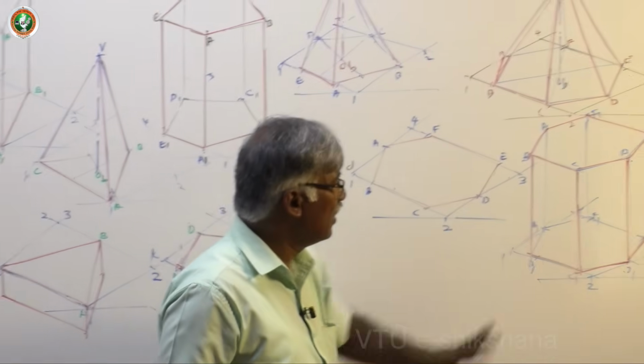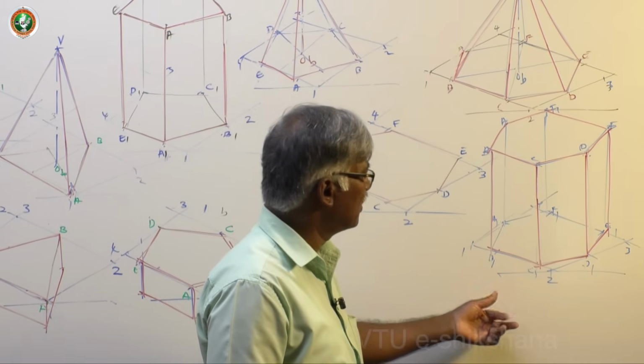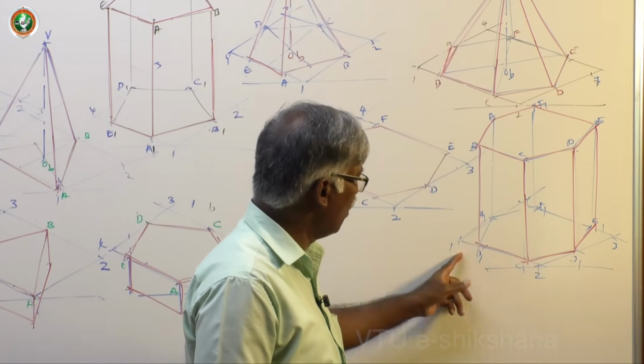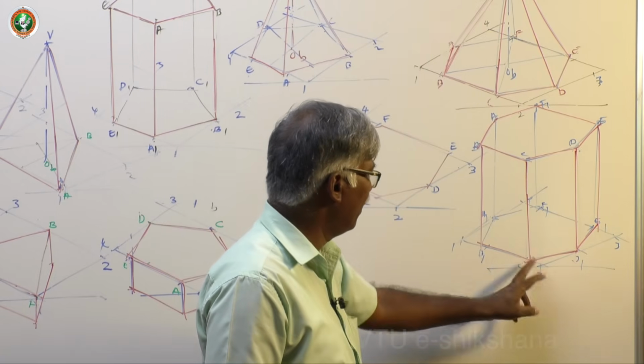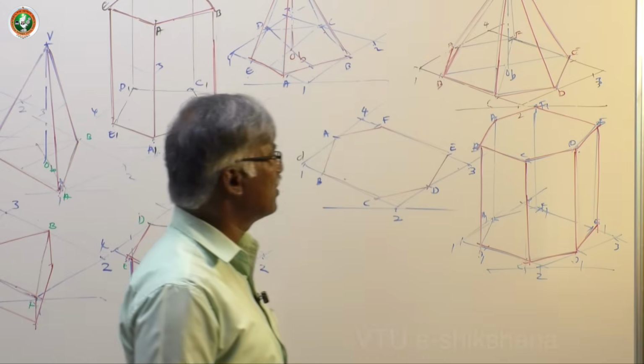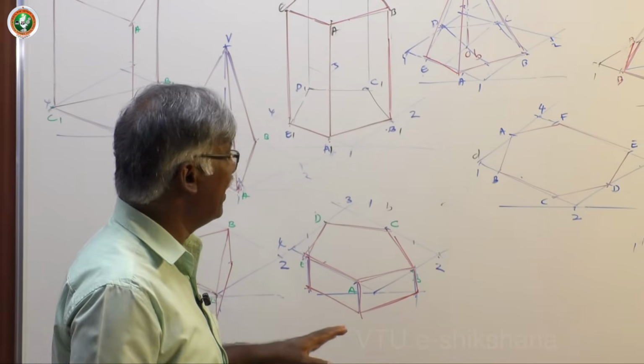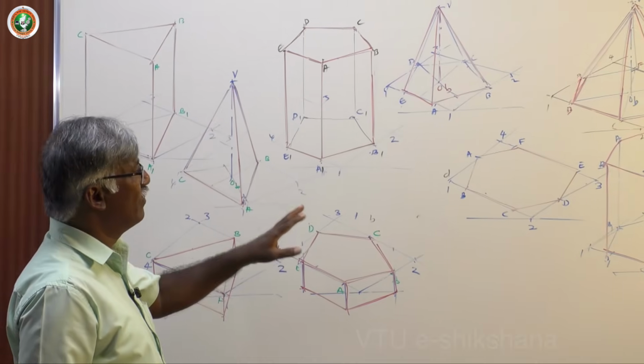So, that is about the final figure of this isometric projection. Let me review: 1, 2, 3, 4. Then we have A1, B1, C1, D1, E1, F1. Again, top corners are available, and you have completed the shape. So this is how you can complete the prism and pyramid.